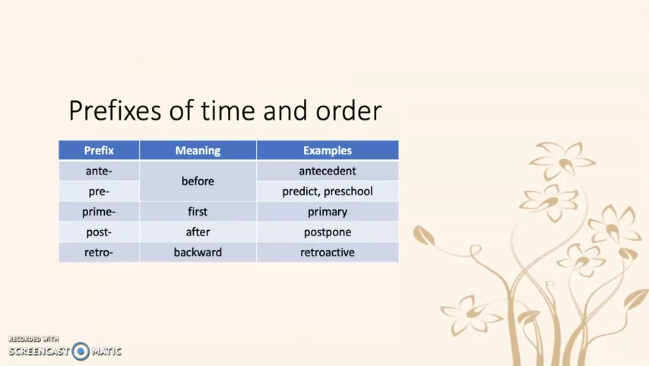Here are prefixes of time and order. So ante, a prefix that means before something, and pre also means before. Prime means first. Post means after. And retro means backwards. Take a good look at these examples.